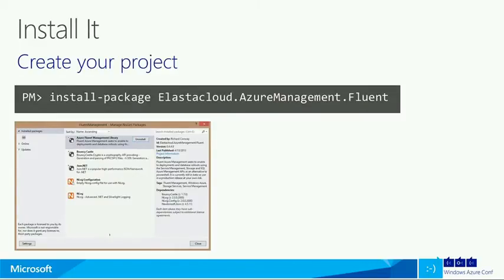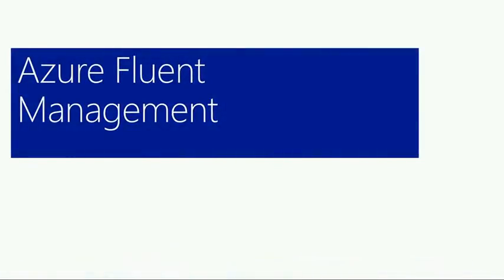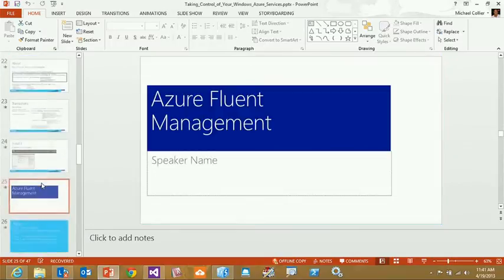To install it, I can use NuGet and install a package using ElasticCloud.AzureManagement.Fluent, or if I'm using the package manager in Visual Studio, I can search for it there and I can see some of the other dependencies that this library has as well. So let's take a quick look at creating some code here with the Azure Fluent Management Library.